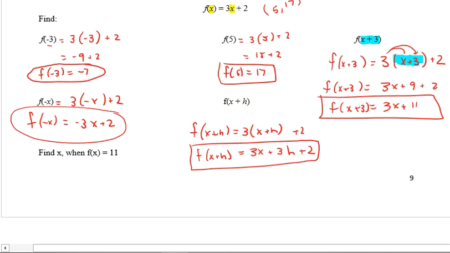And last but not least, find x when the output is 11. So I'm going to make my output 11, and I'll have 3x plus 2. Let me solve for x.